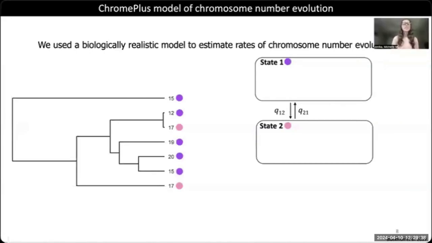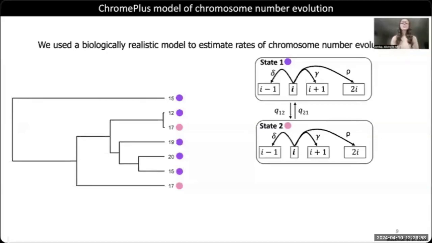And so we've done that here, where we have state 1, which is in purple, and we have state 2, which is in pink. And this is actually going to add 2 additional parameters into the model, which will describe the transition to and from each binary state. So we can have a transition from state 1 to state 2, or a transition from state 2 to state 1. So taking this more complex model in, at an instance in time, a lineage will have I chromosomes and either be in binary state 1 or binary state 2.